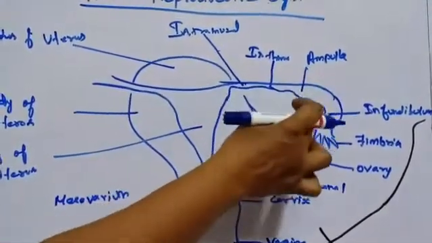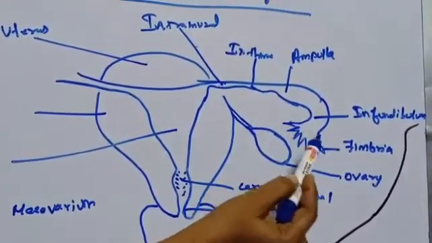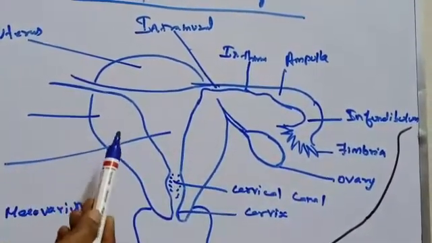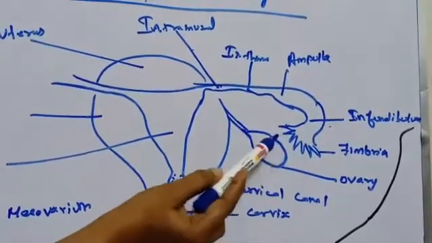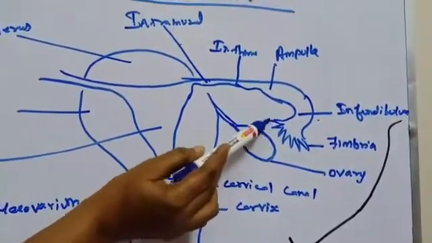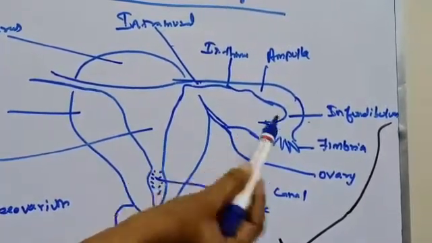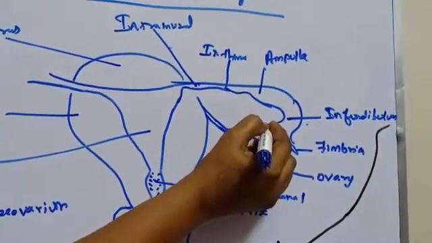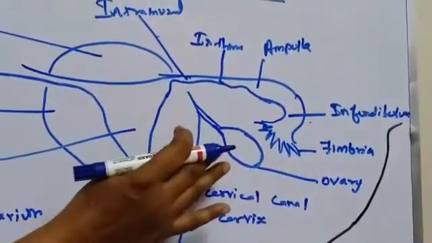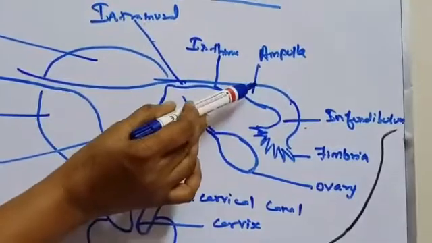See this fallopian tube: the lateral end of the fallopian tube ends in a funnel shaped structure that is called the infundibulum. At the terminal end of the infundibulum, you can see fimbriae. It possesses fimbriae, and it opens into the peritoneal cavity. This opening is called the ostium, which opens into the peritoneal cavity.